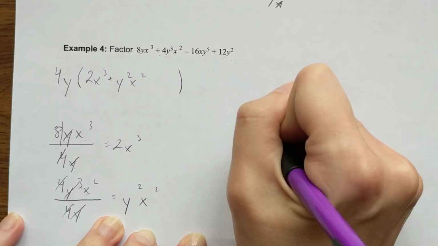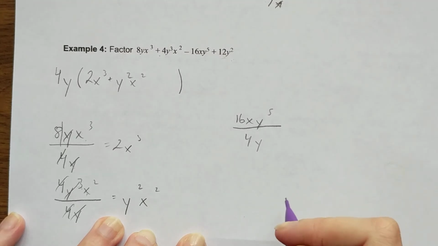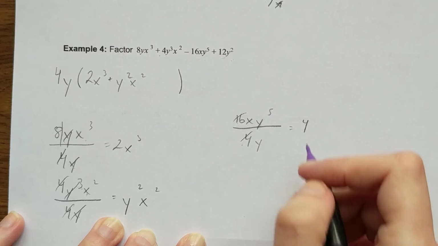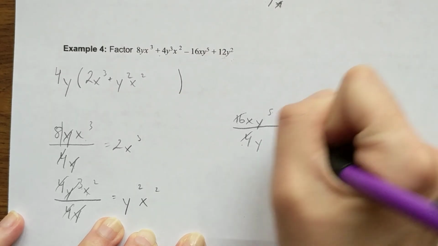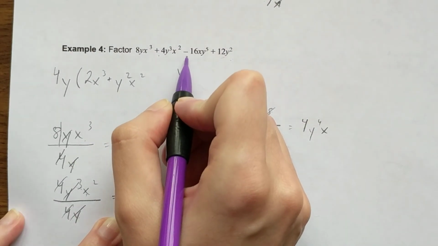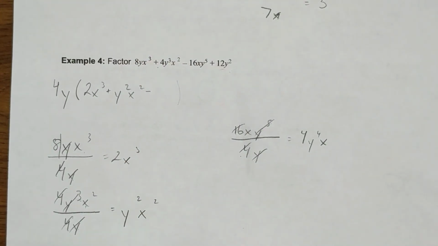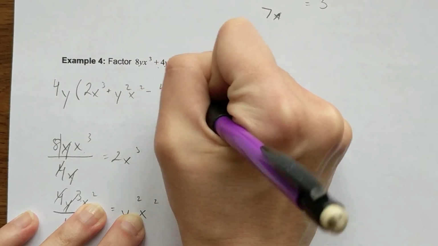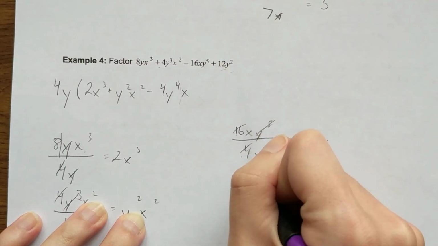Next, I need to do 16xy to the 5 divided by 4y. 16 divided by 4 is 4. 5 y's minus y is 4 y's. And I have an x left over. There is a minus sign this time, so minus 4y to the power of 4, x.